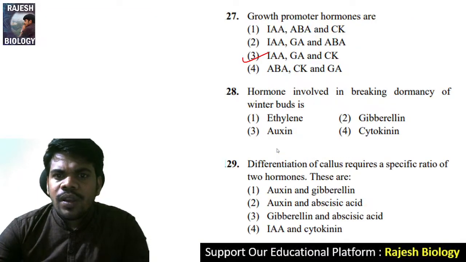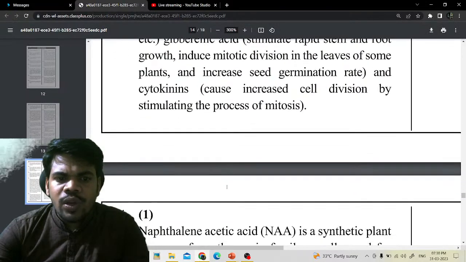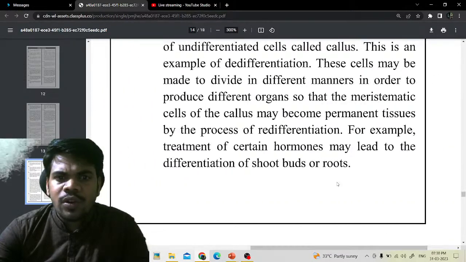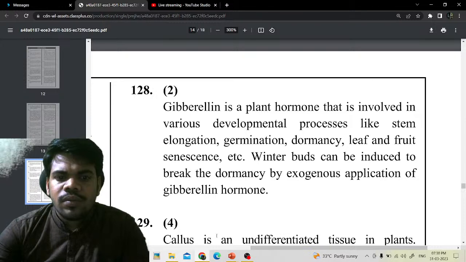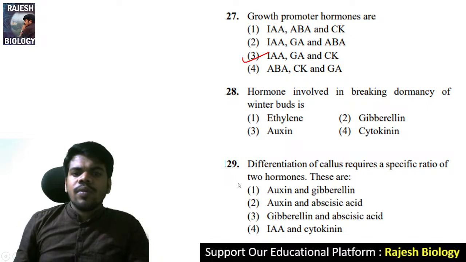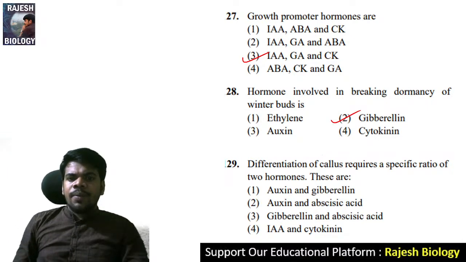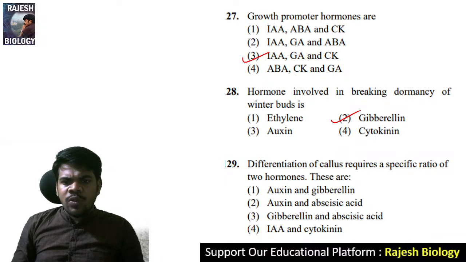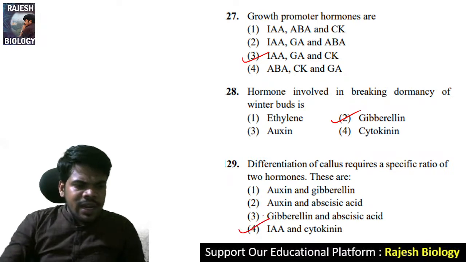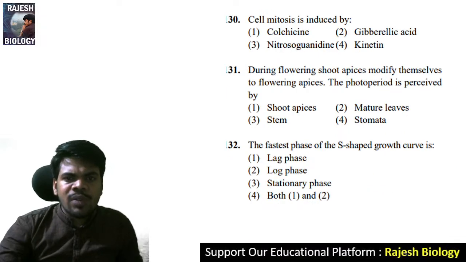Next, the 28th question. What is the right answer for the 28th question? The hormone involved in breaking dormancy of winter buds is gibberellin. And differentiation of callus requires a specific ratio of two hormones. These are IAA and cytokinin. Okay.